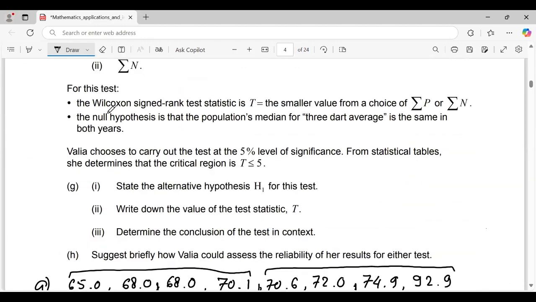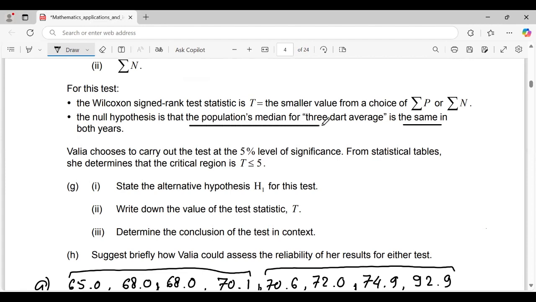The Wilcoxon signed rank test statistic is T, equal to the smaller value from a choice of sigma P or sigma N. P is positive, N is negative. The null hypothesis is that the population's median for 3-dot average is the same in both years. So the keyword is this one, the same. This is the null hypothesis.